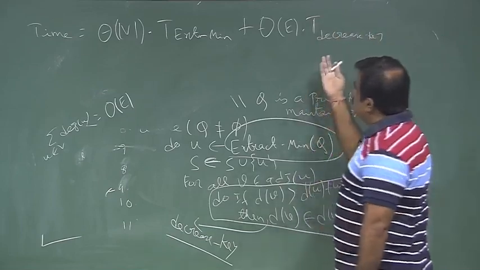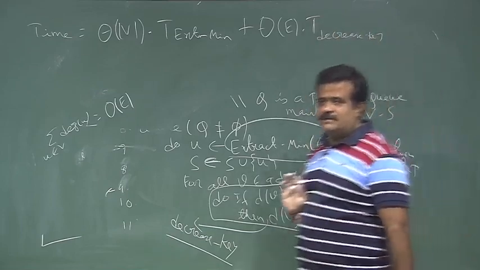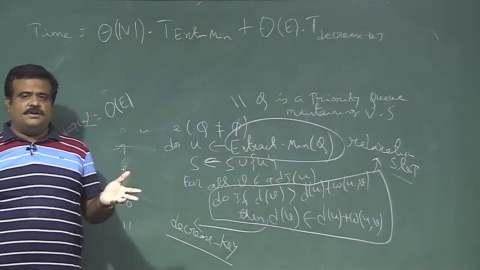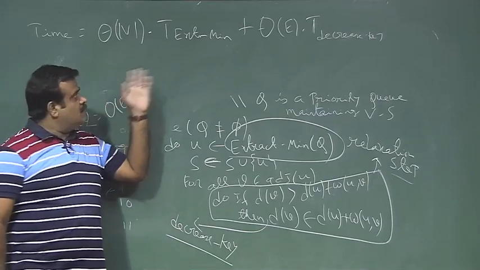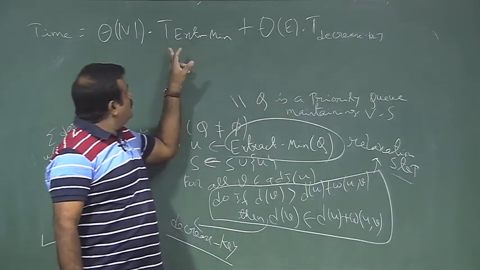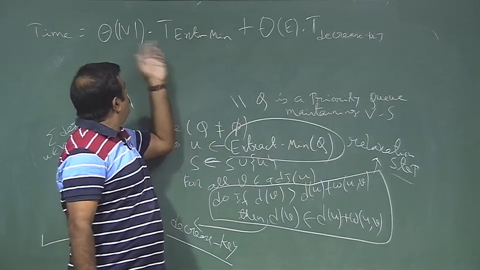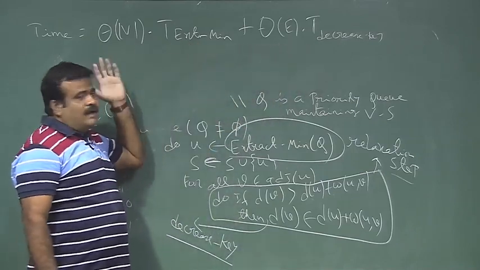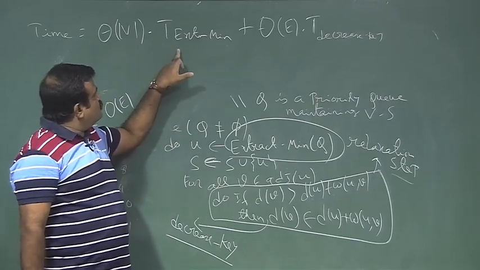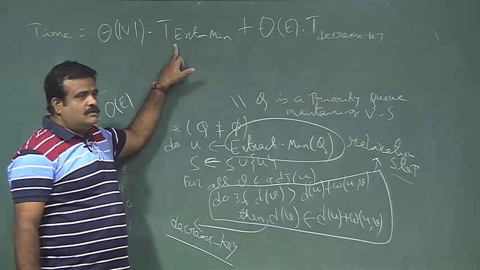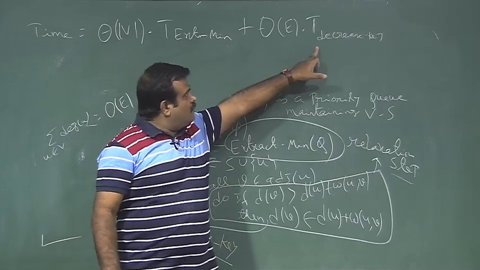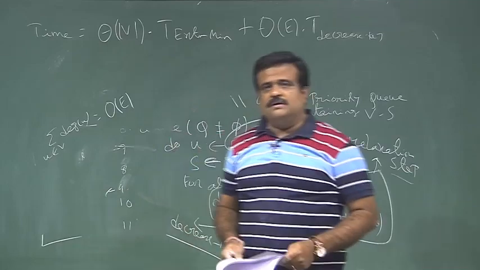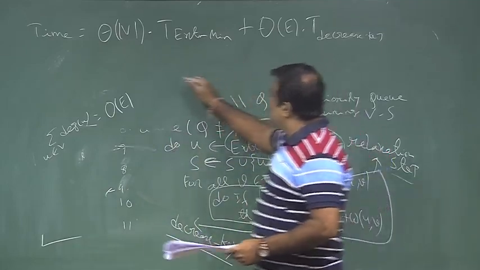So the time complexity is the same as Prim's algorithm, and it depends on which data structure we are using. If we are using an array, extract minimum will be order of V and decrease key will be constant, so the whole will be order of V squared. If we are using a heap, extract minimum will be order of log V, and decrease key will again be order of log V, so this will be E log V. Anyway, this is the same as Prim's algorithm.